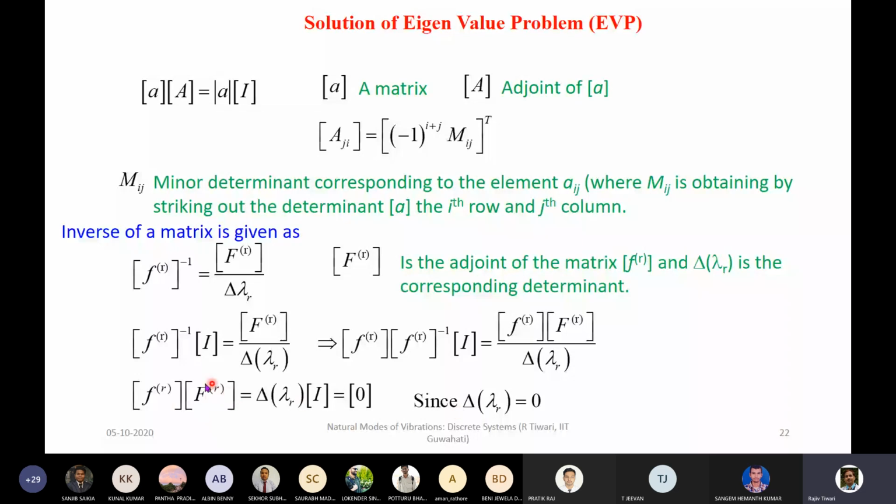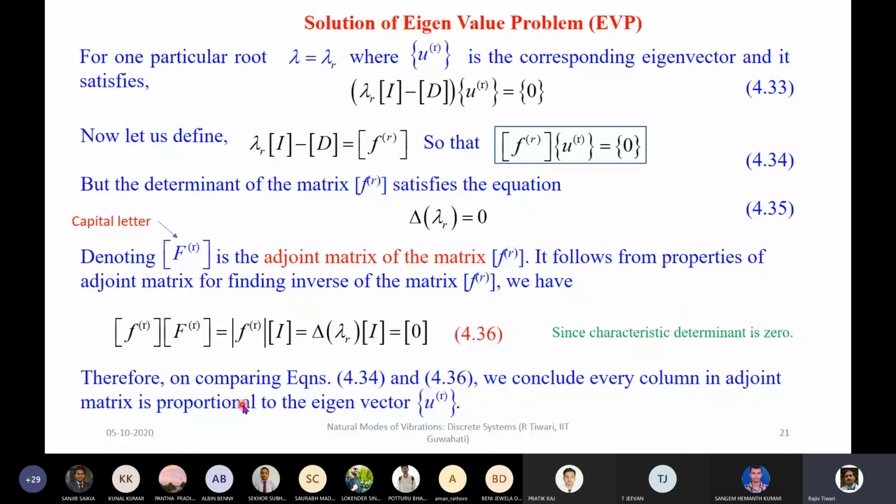So the idea of finding the adjoint of a matrix is that each column in this will be an eigenvector of that particular mode. Here we have taken the rth mode, so that particular eigenvector will come out. If you want some other eigenvector, again we need to substitute that eigenvalue, and then we form this matrix. Again, we need to find the adjoint of the matrix, and that will be the eigenvector for that particular mode.